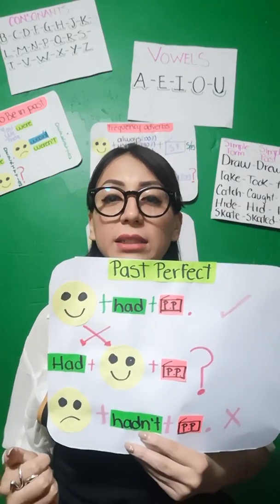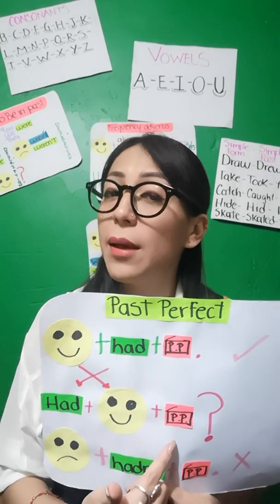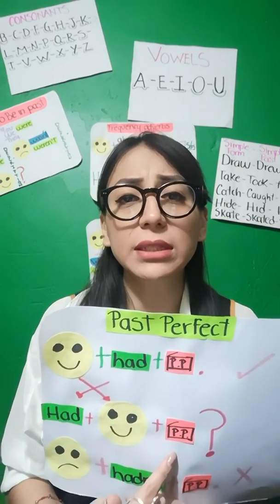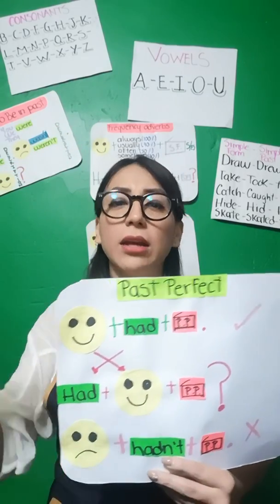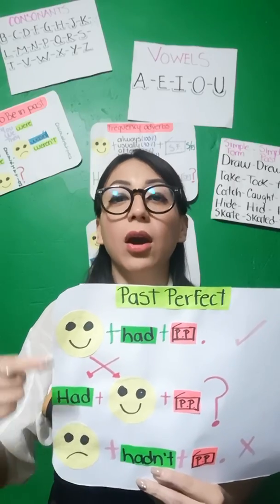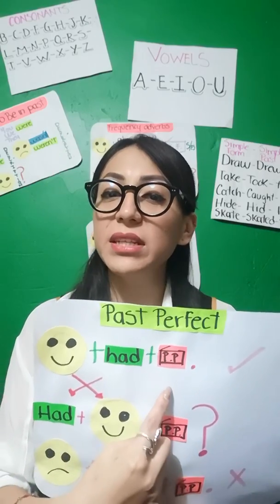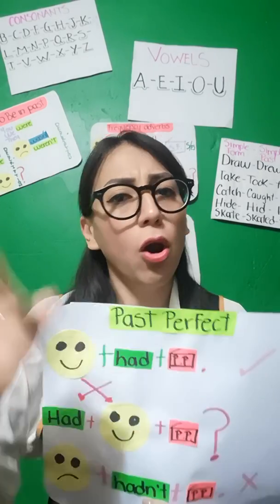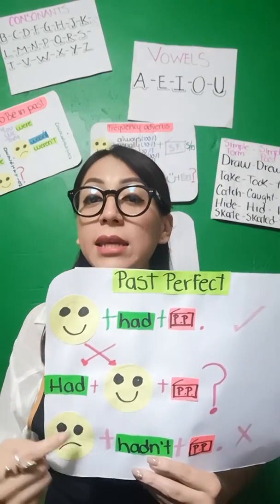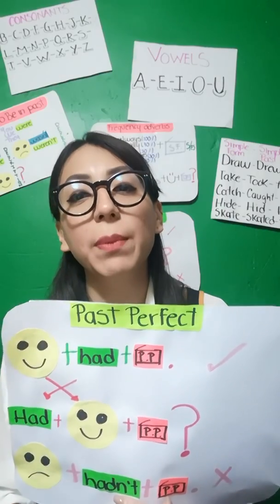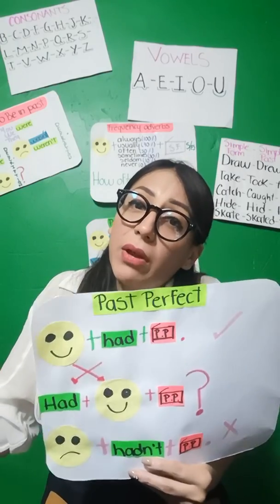For a question, guys, imagine that I said, had you visited Paris? Had you visited Paris? Imagine that you said, yes, teacher, I visited Paris. Okay, what is your answer? Affirmative or negative? If you say yes, affirmative: yes, I had visited Paris before. Or if your answer is no, you can say, no, I hadn't visited Paris before. Okay, that is in negative, that you don't have that experience.